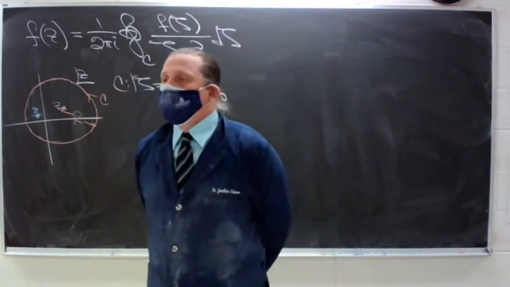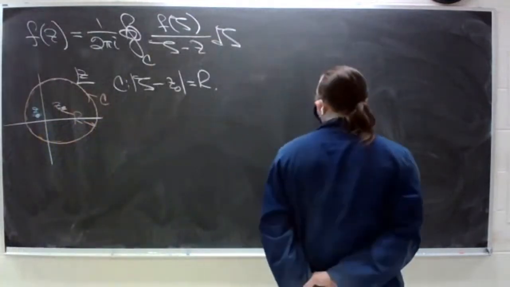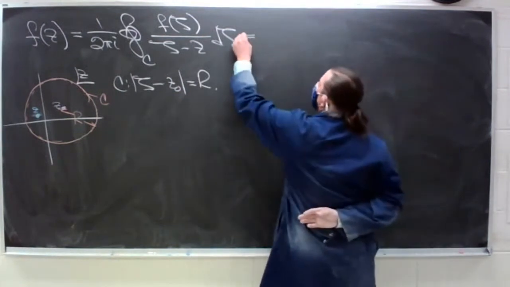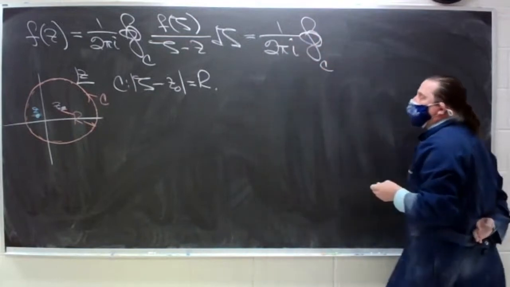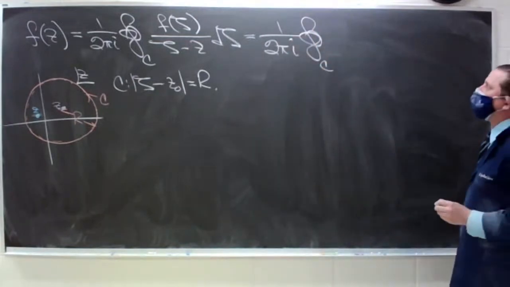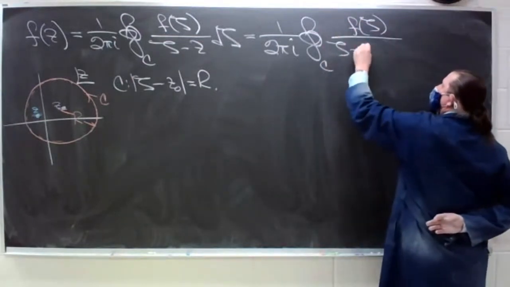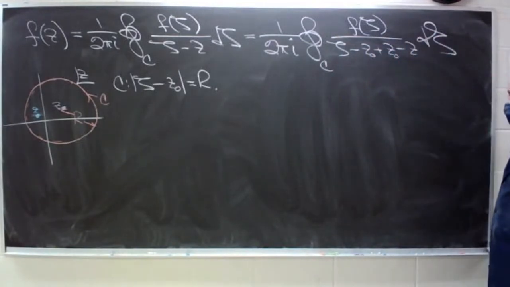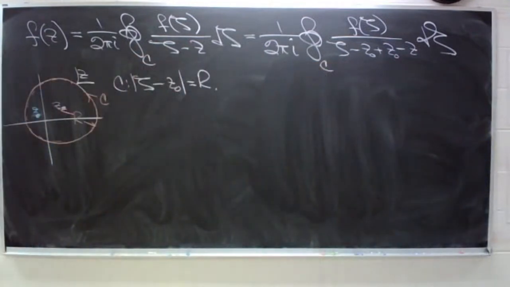1 over 2 pi i loop integral f of zeta divided by zeta minus z d zeta. All right? Now, what we're going to do next is truly astounding. All right? I subtracted z0 and then I added it back in.